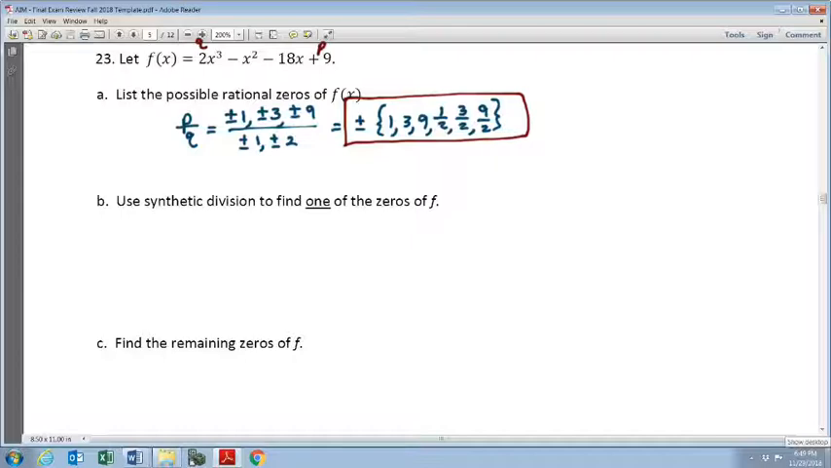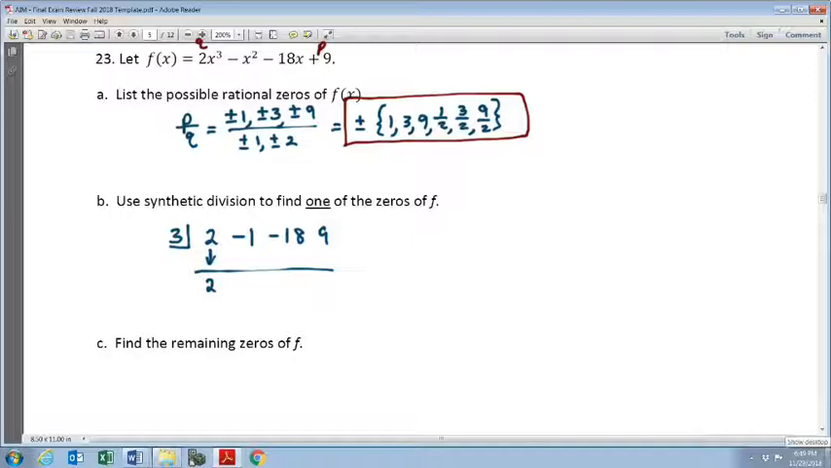Now when you start going through these, I would start with the positives. 1 doesn't work, but 3 does. Again, for some of you, if you have the calculator and we allowed you to use your calculator to get the first 0, you can do that. Turns out to be 3. And we expect to get 0 here when we do synthetic division.